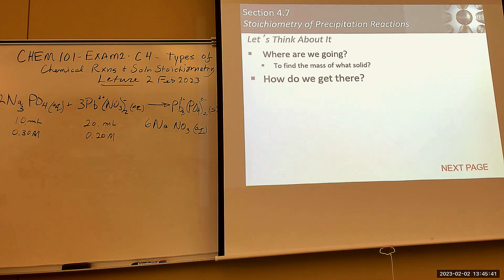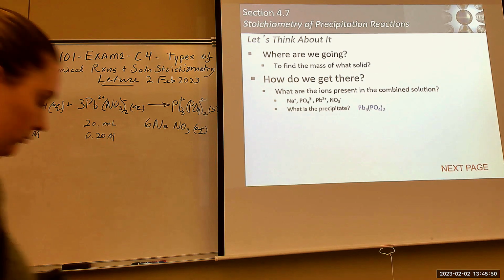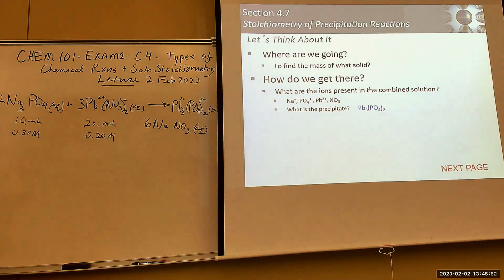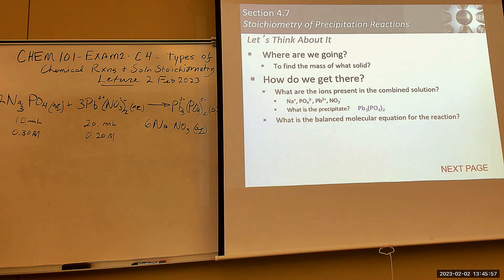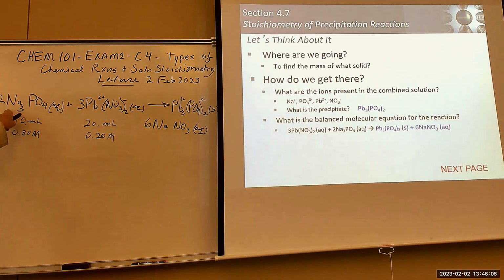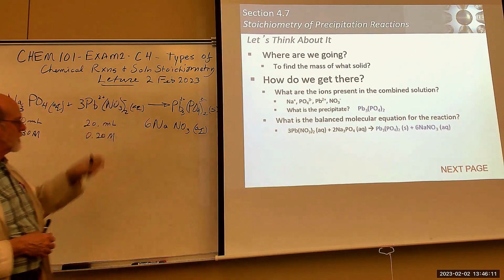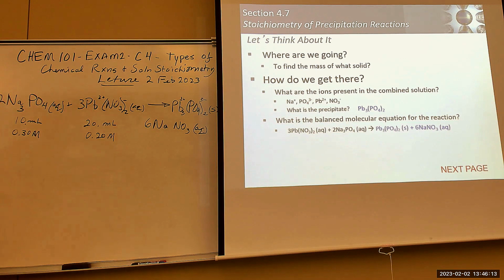Oh, okay. So combined solution. Those are the ions in solution. What are they? There's lead 2 phosphate. Okay. And then we balanced our equation. Oh, there it is. Here's the 3 lead nitrates. Here's the 2 sodium phosphate. There's 1 lead 2 phosphate. And there's 6 sodium. So we balanced it correctly.